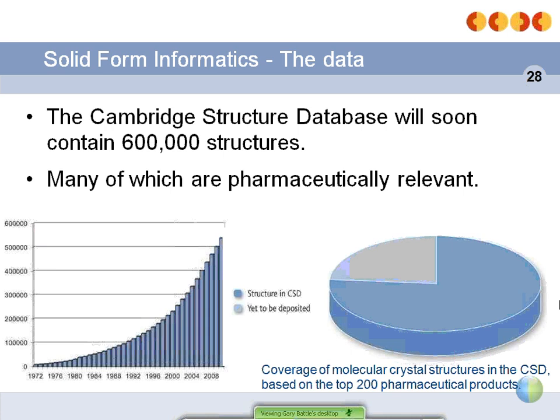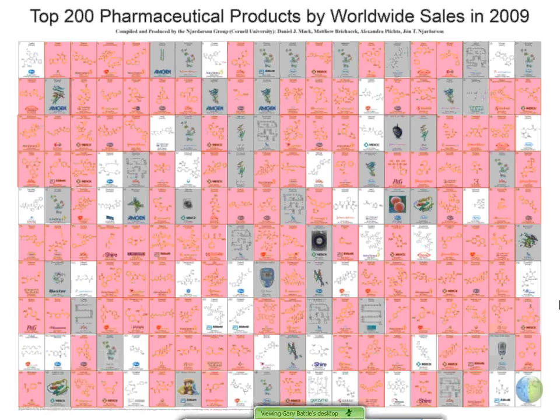The data, of course, that we care about is in the CSD. Now, the growth of the CSD continues apace, as shown in the histogram on the left, and we have great coverage of pharmaceutical compounds, as shown in the pie chart on the right. Eating this pie would have quite a profound effect on you. The contents of that pie are shown on the next slide.